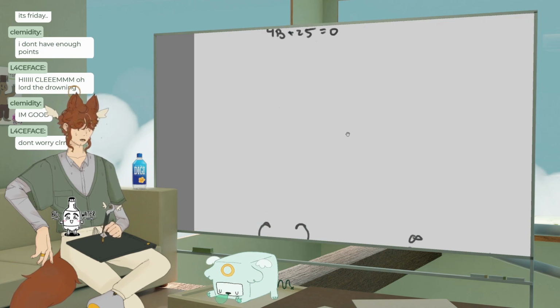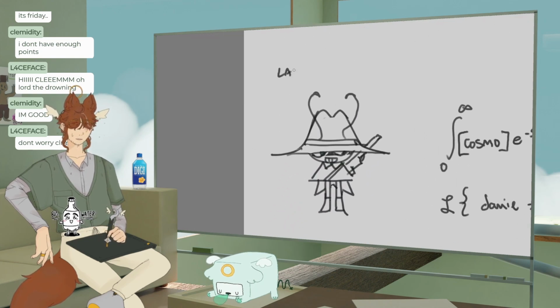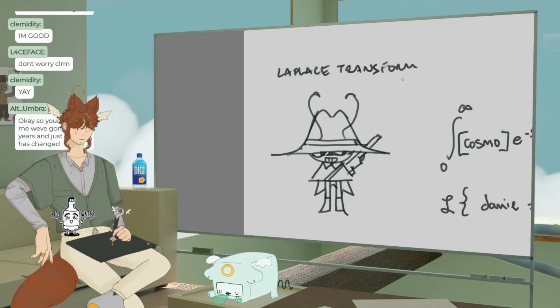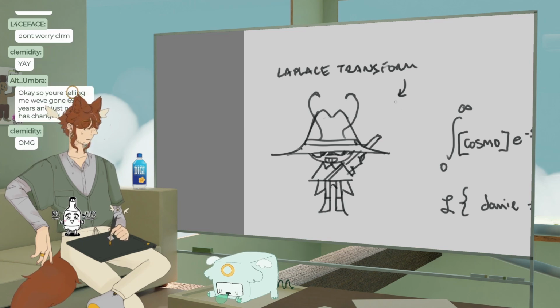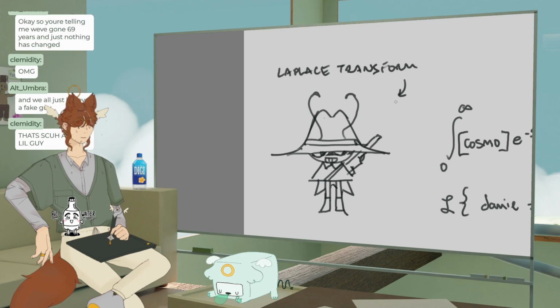Oh wait, do you wanna look at this little guy we made? That's the Laplace transform. I'm gonna put this on there for my grader to see. Yay! OMG. Taking some sips. That's such a cute little guy.